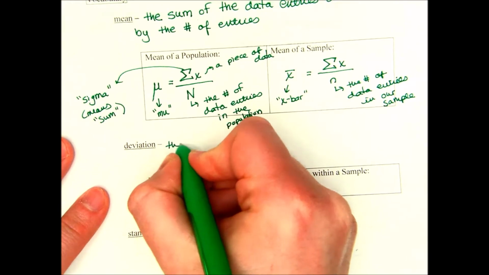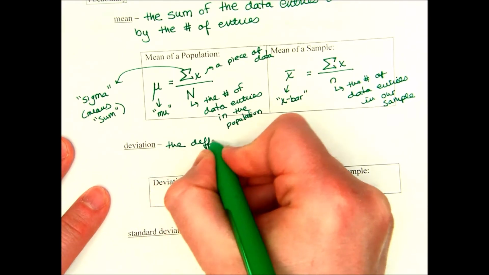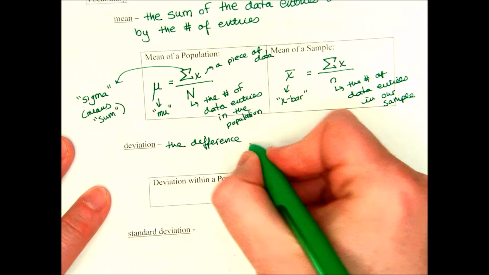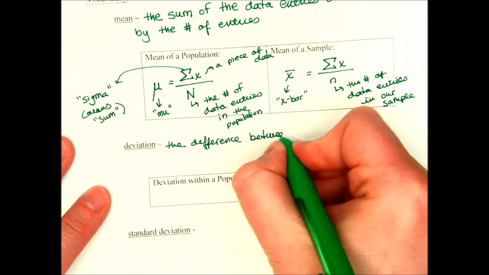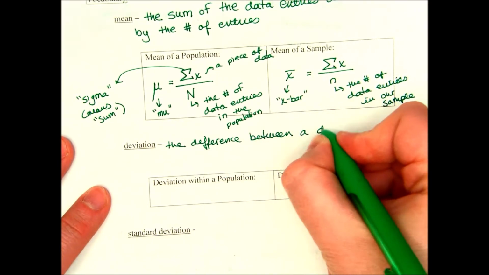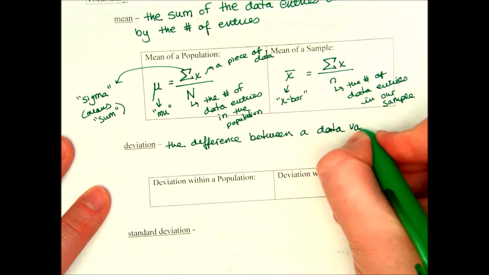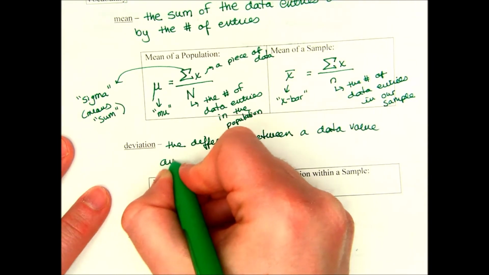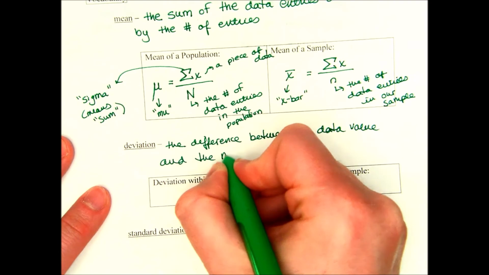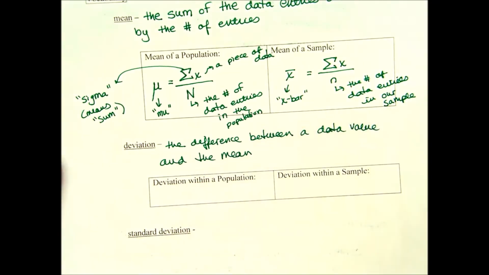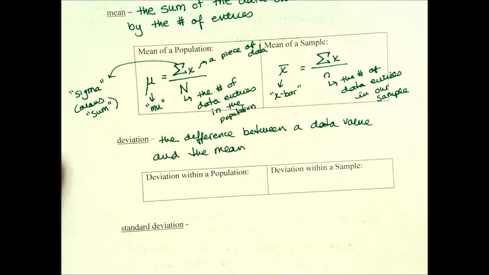Our deviation is the difference between a data value and the mean. How far is each data point from the mean?